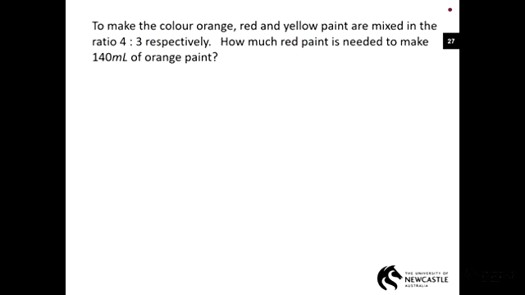Let's do another. To make the colour orange, red and yellow paint are mixed. So it's only 2 things being mixed to make orange in the ratio of 4 to 3. So red is getting mixed with yellow in the ratio of 4 to 3. How much red paint is needed to make 140 mils of orange paint? Again, this is the type where it might only be asking about red paint, but let's get the overall answer. We'll finish off with the answer for only red paint.